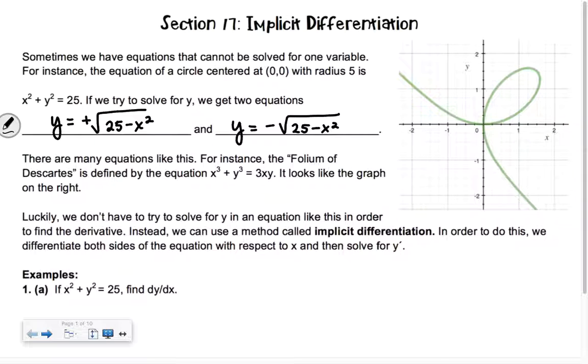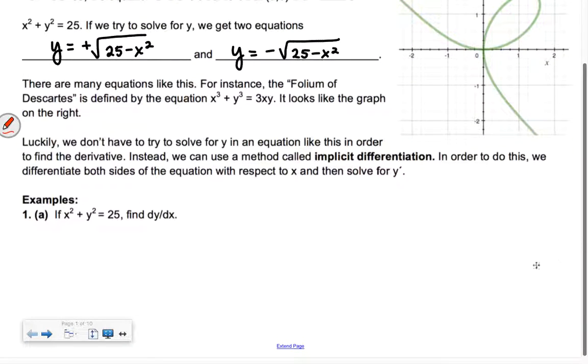So how do we find a derivative? How can I find the tangent line at this point right here? How do I do that? I want to know how to find the slope. We use something called implicit differentiation. In order to do this, we differentiate both sides of the equation with respect to x and then solve for y prime, which is really dy over dx.